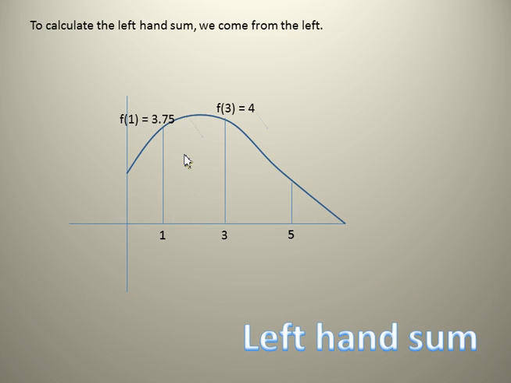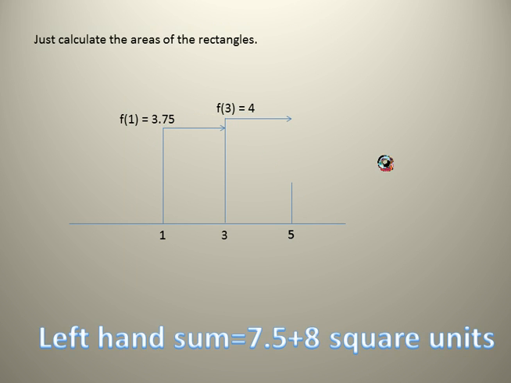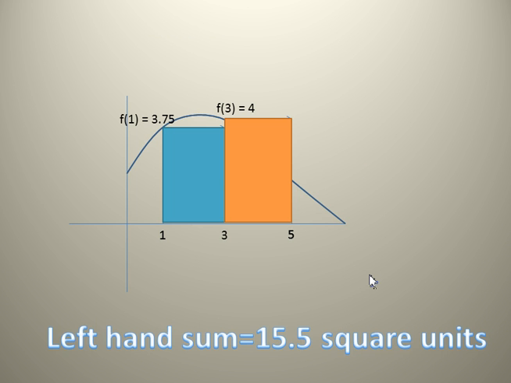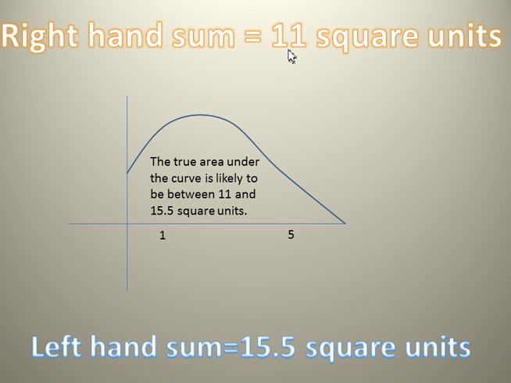If we came from the left, we just find the values from the left and come over, and we'll have some rectangles. Let me take care of the curve, and we just look at the area of these rectangles right here. Okay, so we're going to come up with 15.5 square units. Now this one's got a little gap here, and it's kind of got an overlap here. So somewhere between the right-hand sum and the left-hand sum is probably a really good average. It's a really good approximation.